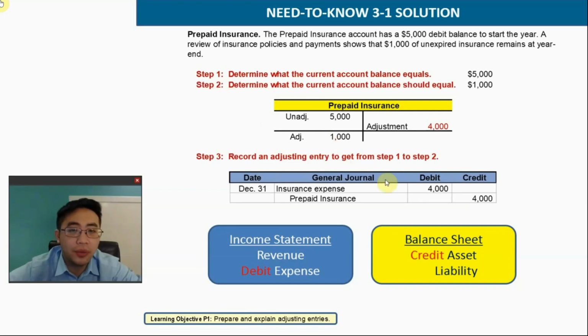That also means the prepaid insurance asset got its value reduced by 4,000. And in the general journal, you will see the insurance expense is 4,000 for the whole year, and the prepaid insurance has its value reduced by $4,000. That's a credit for the asset.